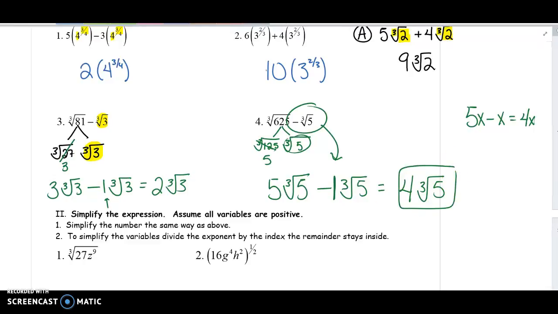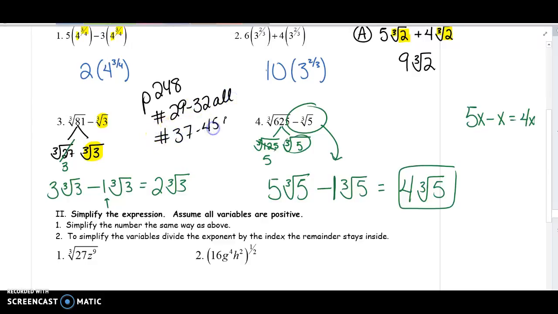Your assignment is on page 248. Again, it's a popular page. Numbers 29 through 32 all. And then 37 through 45 odd.